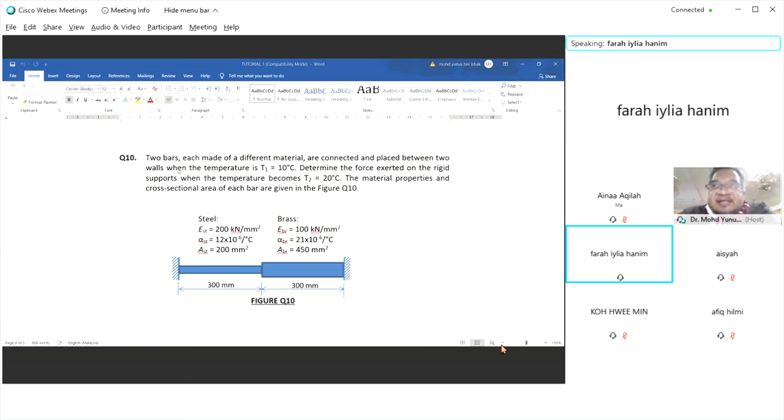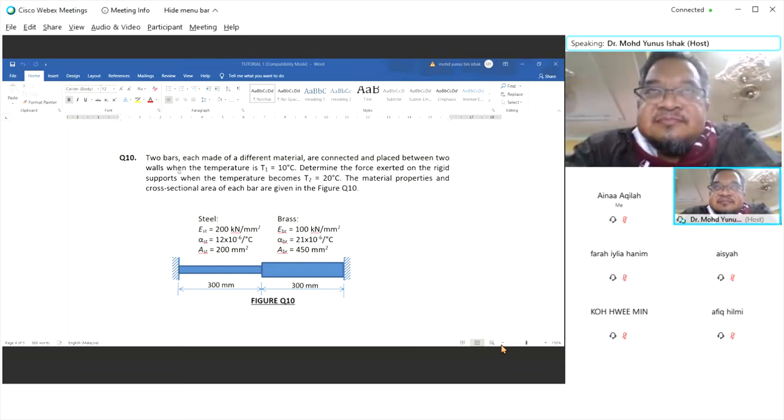Tak dengar. Sekejap. Tak, line tak bagus. Sekejap. Okey, cuba.